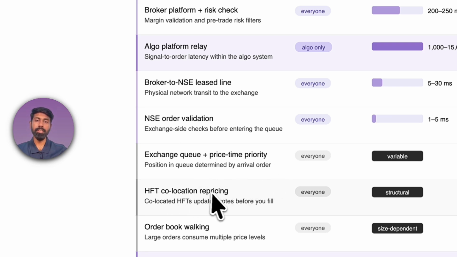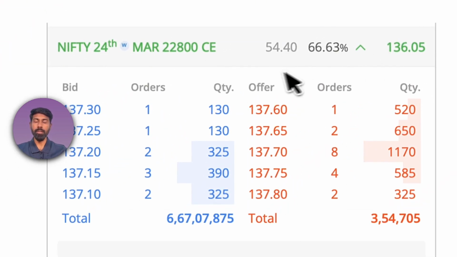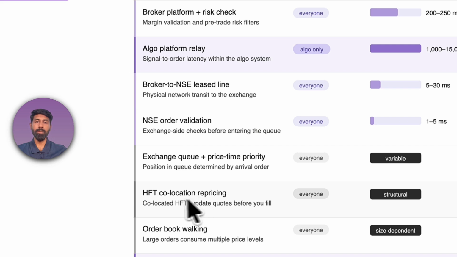Then there is HFT colocation repricing. What this means is when you see this order and place a buy order, by the time your order is executed, what HFTs could actually do is they could increase the offer price in those few milliseconds because they are directly co-located in the exchange and they have access to the order flow books. They could actually reprice their orders. When they see that there is a lot of buying aggression by option buyers, they could keep the offer price much higher. They could reprice quicker than your orders get executed. This is a more advanced concept. I've just kept it as a layer so that you know that these kinds of things do happen.